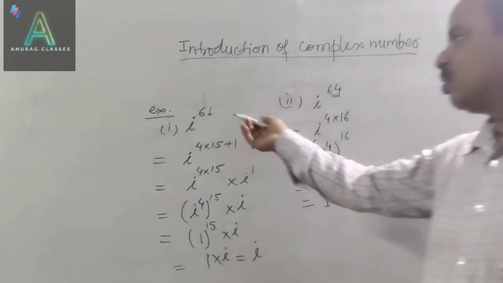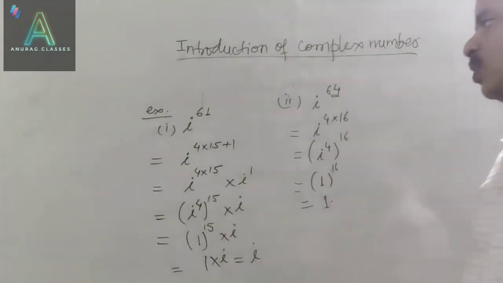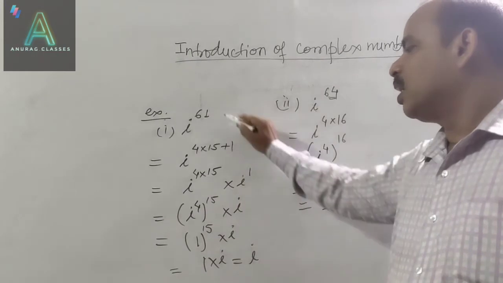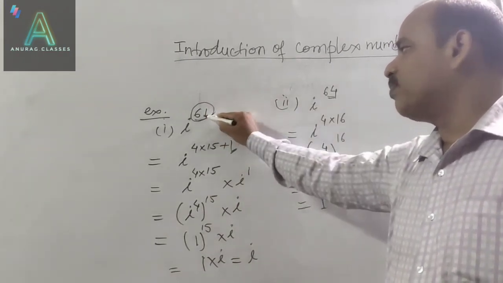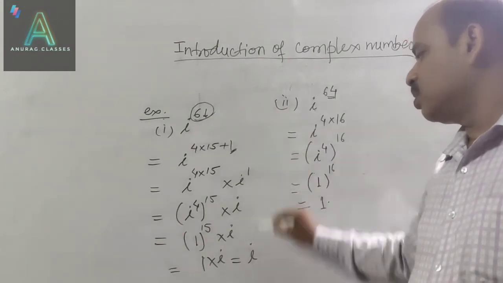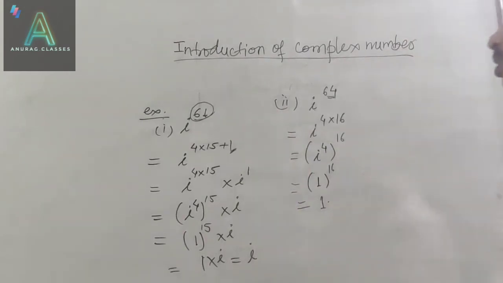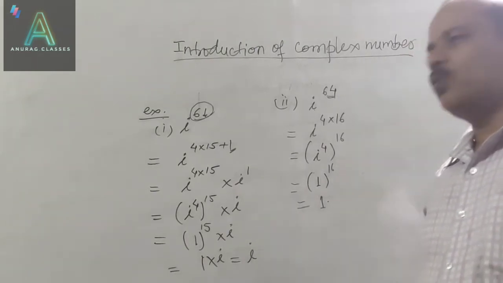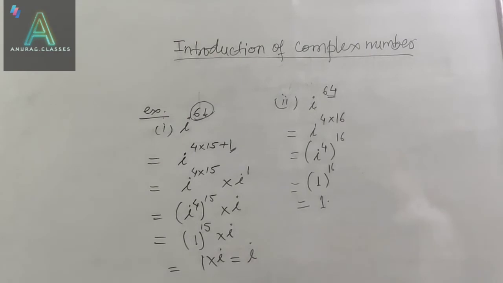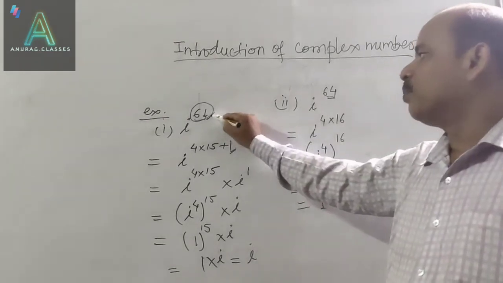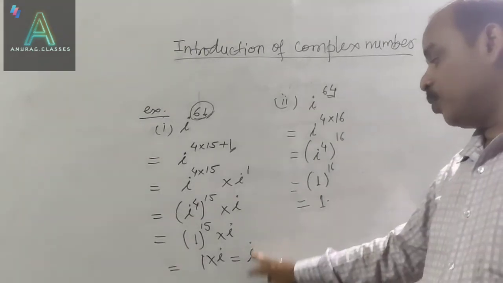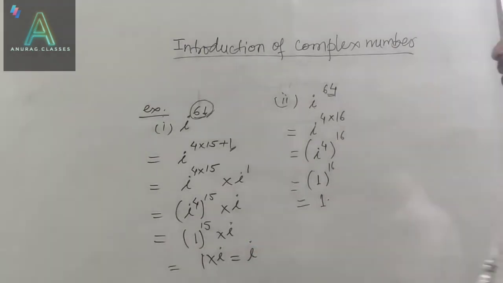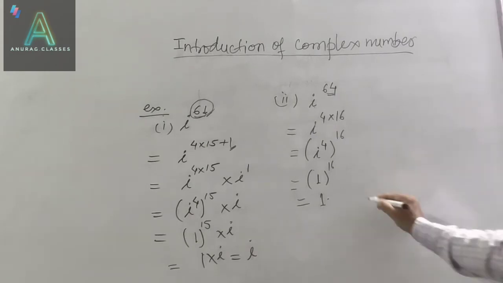And for another power, we have to see the remainder. If the remainder is 1 when the number is divided by 4, your answer will be iota. But if the remainder is 2, then the answer will be iota square, which is -1. And if by dividing the number, the remainder is 3, then the answer will be iota cube, that is minus iota.